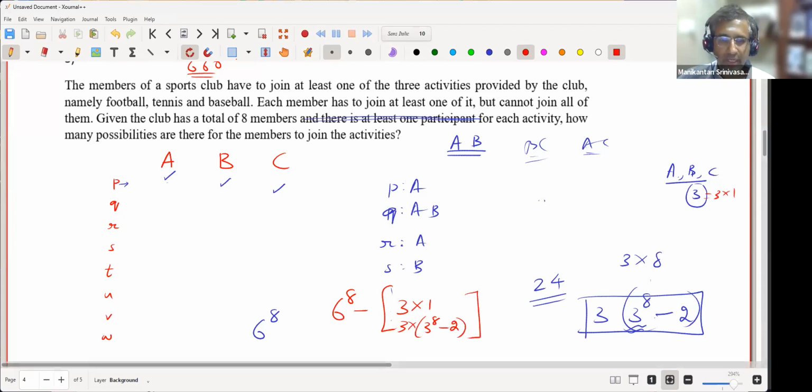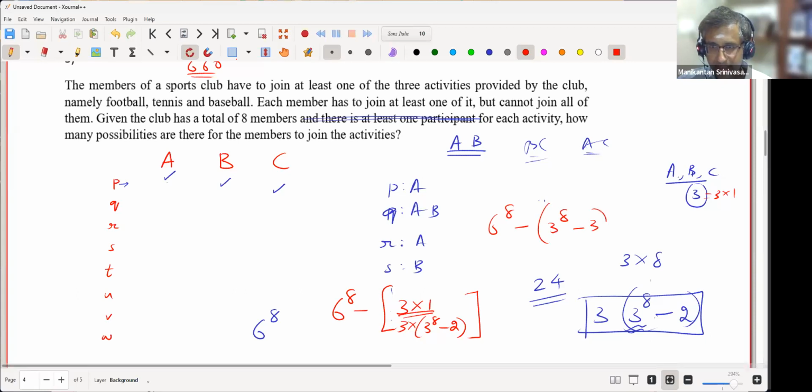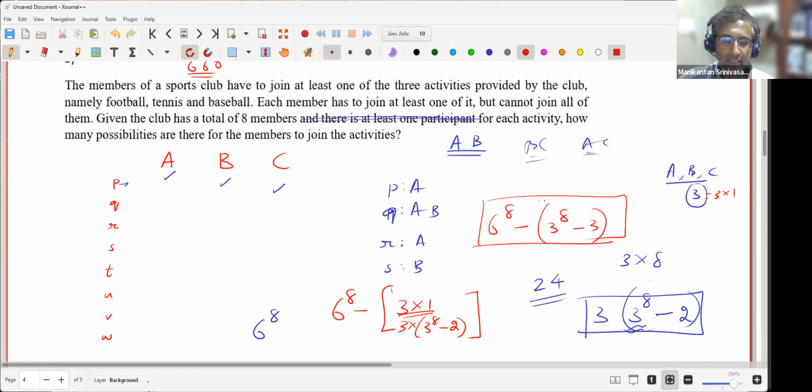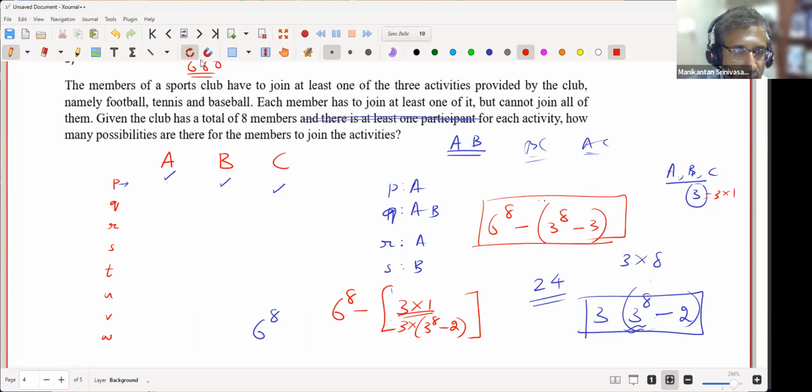Numerically, what it is, I'm not interested. So anyway, if at all we have to subtract, it's 6 power 8 minus 3 into 3 power 8 minus 6 plus 3. So 3 power 8 minus 3, something like this. But definitely it is a much bigger number than 660, right? Does it make sense? Aditya, was that you? 660? Yes, sir.